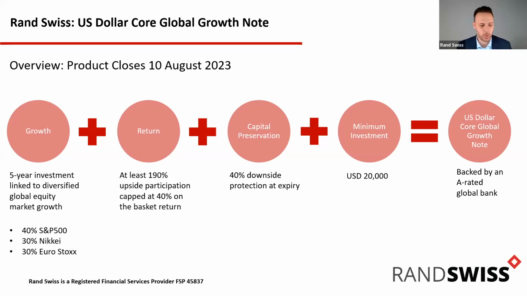We have options on what we can construct these notes. We can use different currencies. We can do them in rand. We can list them on the JSE. There's all sorts of flexibility of this. We've selected US dollars, and I'm going to show you why as well.